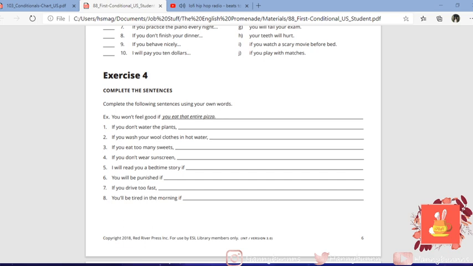Seven, if you drive too fast, you will get a traffic ticket. That was actually one of the answers as well. You'll be tired in the morning if you don't go to sleep right now. Very good. Excellent job.